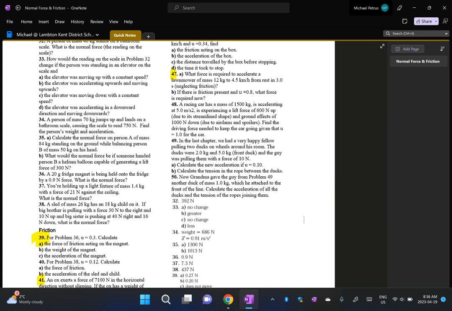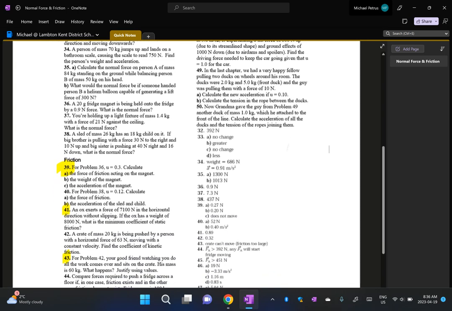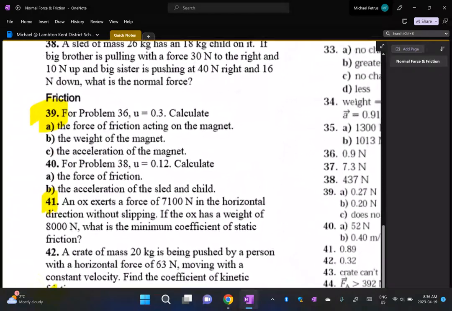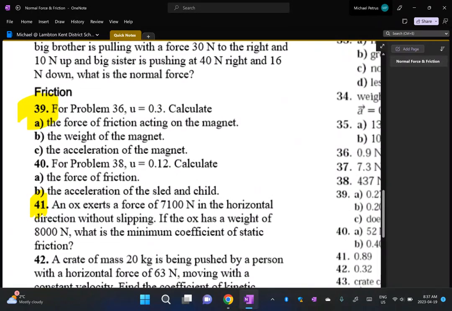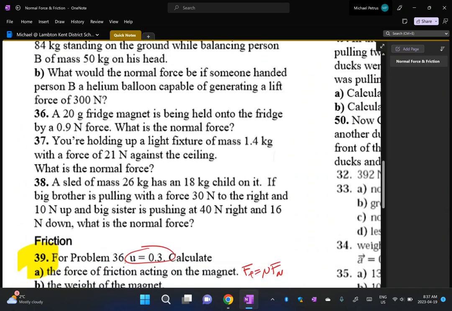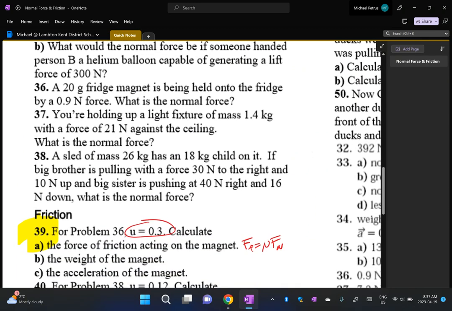So I've got a few questions highlighted, and then I have a couple of my own I might want to go back and do as well. The first question I want to do is 39, which says for problem 36, calculate the force of friction, the weight of the magnet, the acceleration of the magnet. So the force of friction acting on the magnet will be equal to the coefficient, which is right here, 0.3, times the normal force. So let's go back and look at problem 36, which I have on screen now.